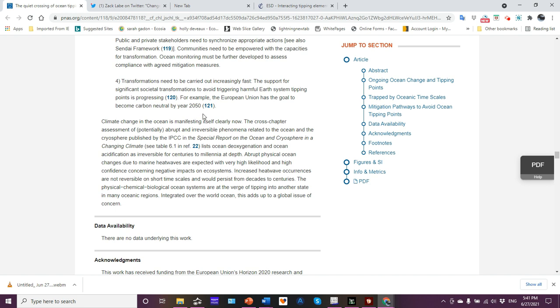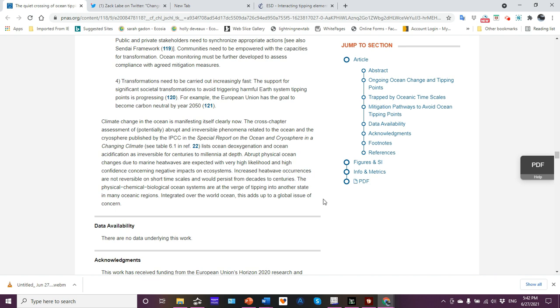Climate change in the ocean is manifesting itself clearly now. The cross-chapter assessment of potentially abrupt and irreversible phenomena related to the ocean and the cryosphere, published by the IPCC in a special report on the ocean and cryosphere in a changing climate, lists ocean deoxygenation, ocean acidification as irreversible for centuries to millennia.